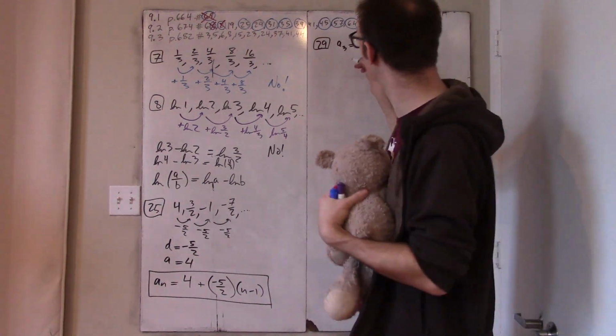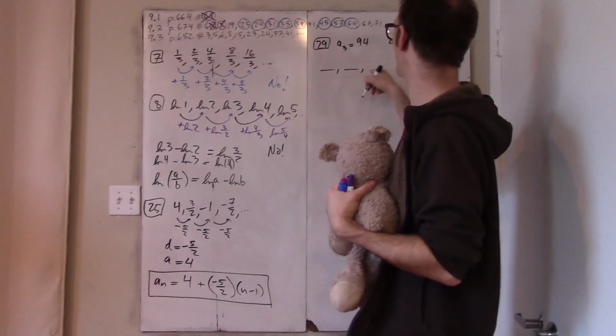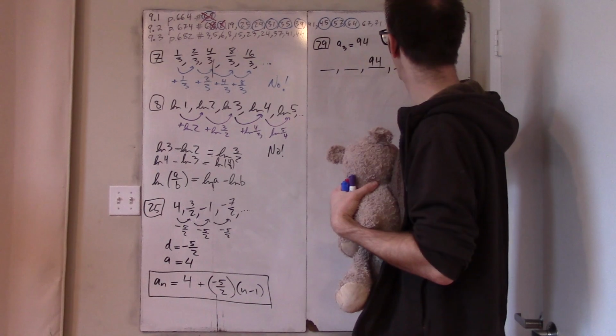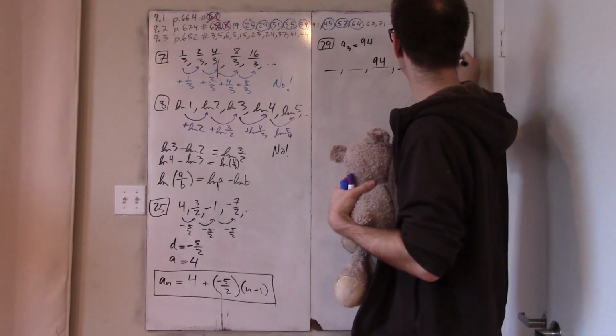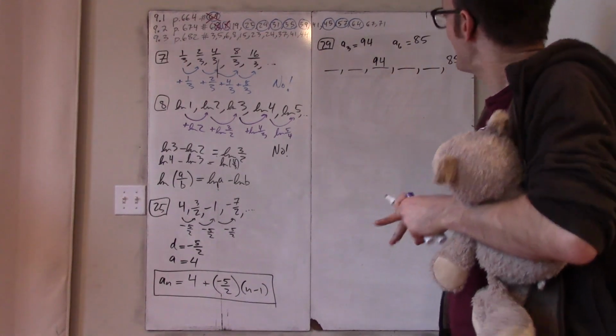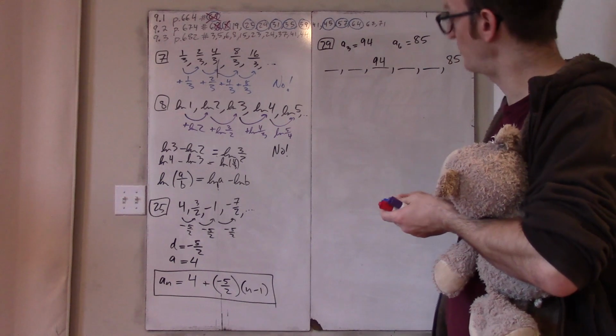Well, I don't know what the first term is, I don't know what the second term is, but I do know that the third term is 94, and the fourth term I don't know, the fifth term I don't know, and the sixth term is 85. This kind of thing is, I think, common sense, but it might help you a little bit. So what can I do for making this little picture?